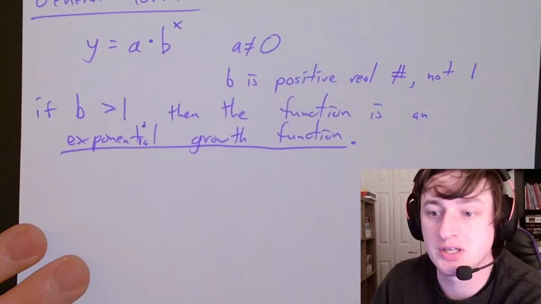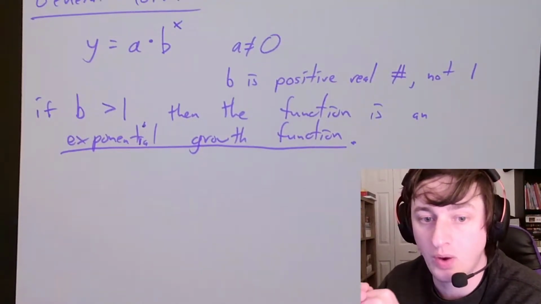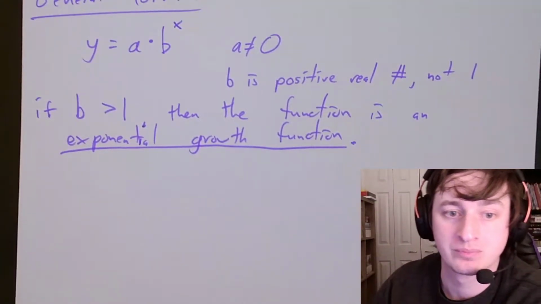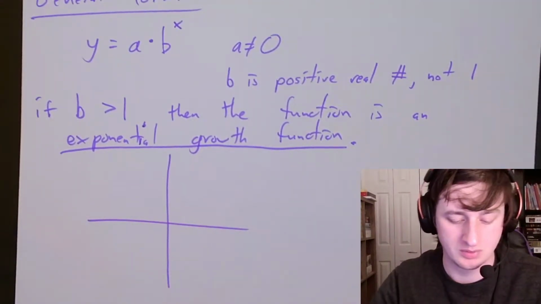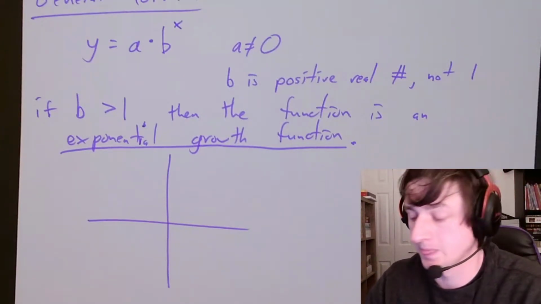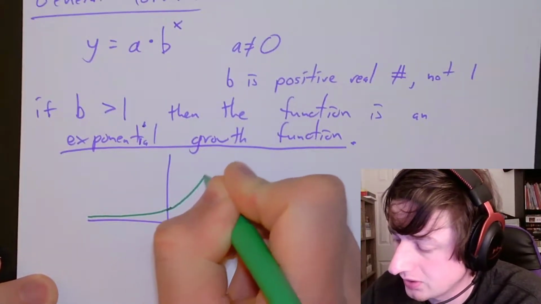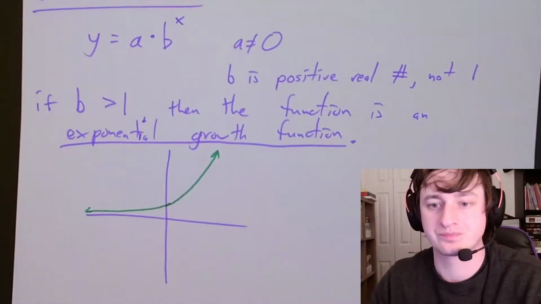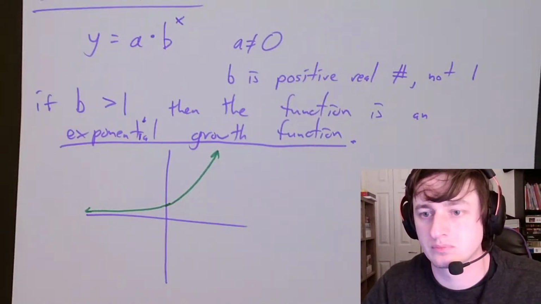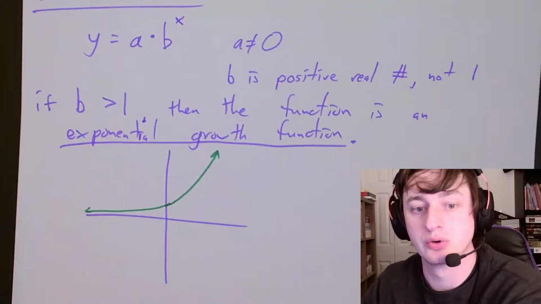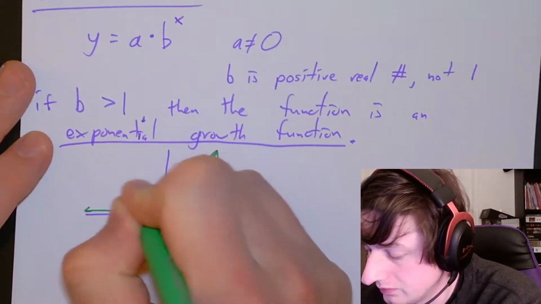And that means that the function is going to grow as we increase x. As x gets bigger, the y values are going to also get bigger. Okay, and so these graphs are going to look like this. We have our coordinate plane, and then the function is going to start small down here, go through the y-axis at some point, and then increase, possibly steeper than that. These are going to go through 0, 1.